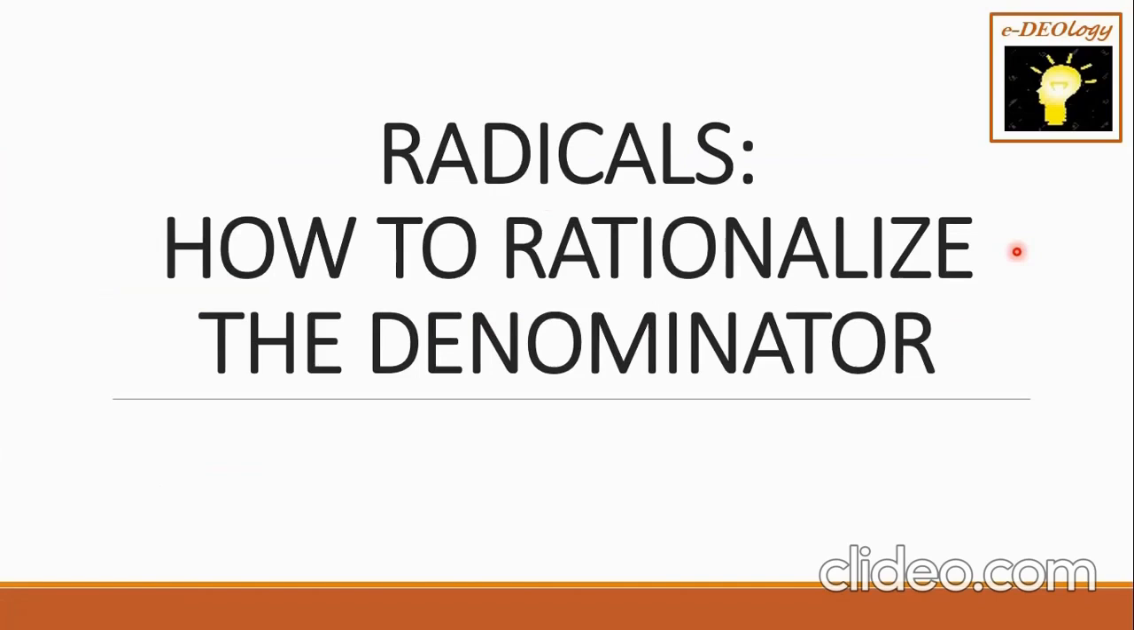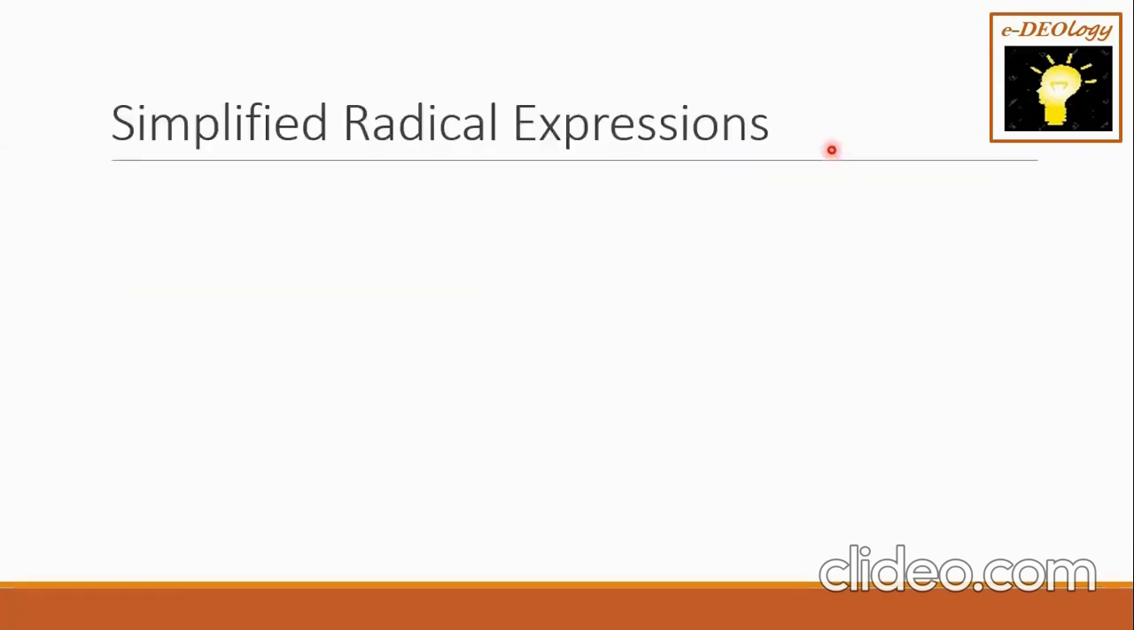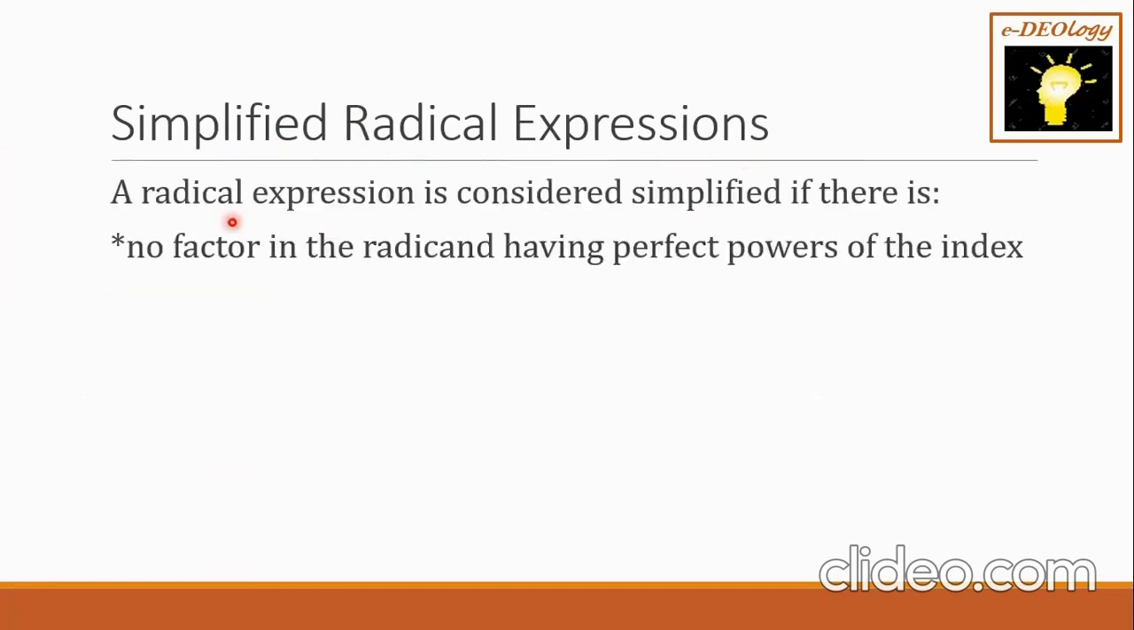Hi everyone, today we're going to study how to rationalize the denominator. First, let us define simplified radical expressions. A radical expression is considered simplified if there is, number one, no factor in the radicand having perfect powers of the index.